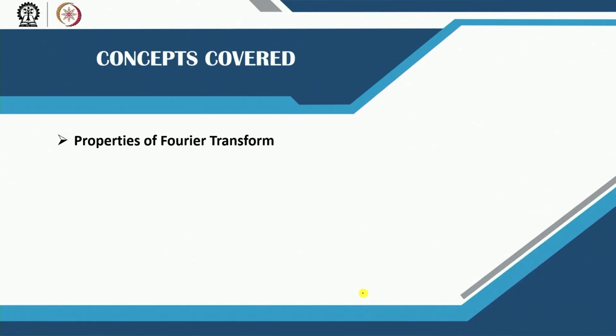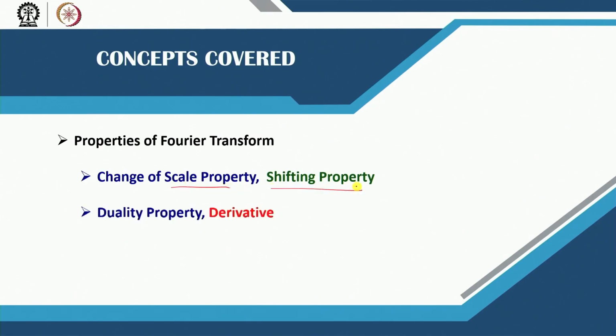Today we will go through various properties of the Fourier transform, mainly the change of scale property, then we have shifting properties and then dual properties, derivative theorems, convolution, etc. And also we will look into the Parseval's identity for Fourier transform.